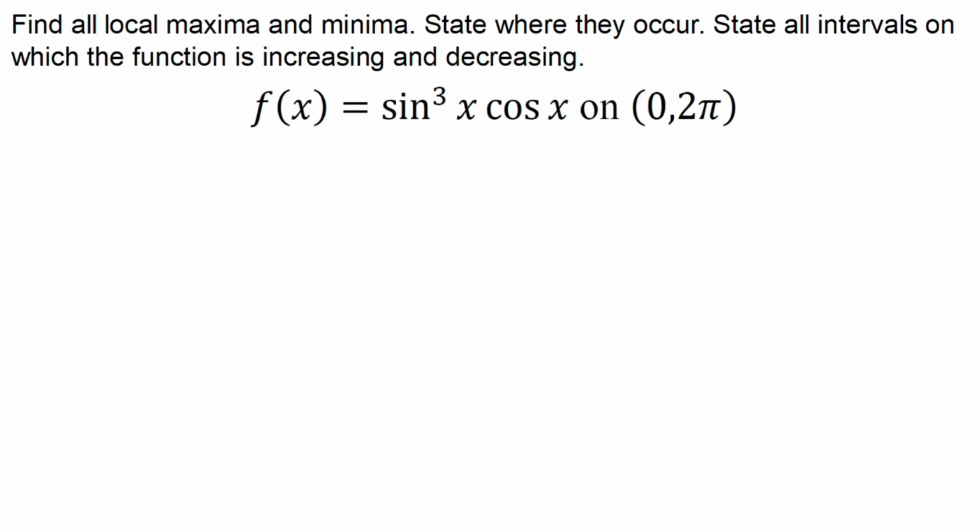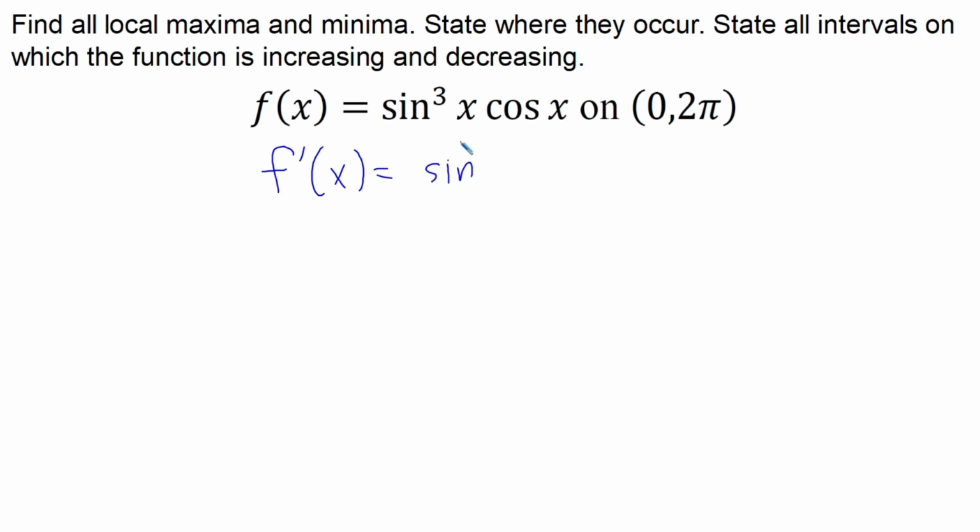All right, our next one here is a little more complicated function, sine cubed x times cosine x. We do have a restriction on our interval this time, which is nice, because otherwise we'd have an infinite number of critical values. So we're going to only talk about from 0 to 2 pi, an open interval. So we'll take a derivative to start.